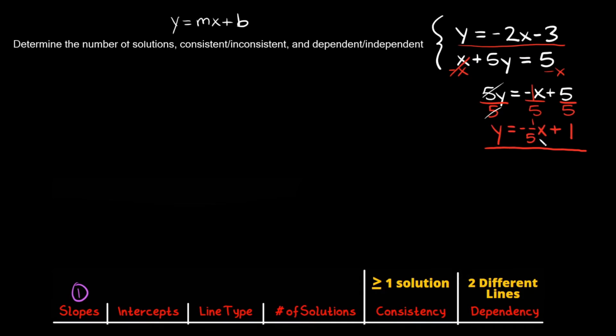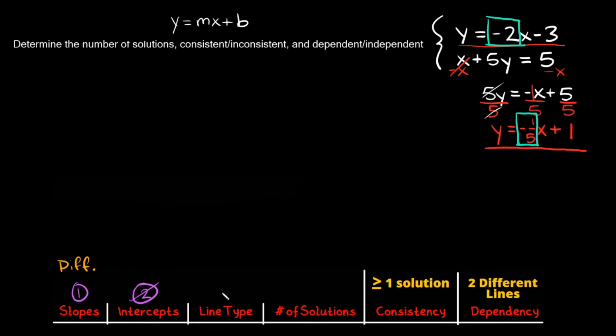Again, what we want to do here is compare the slopes. Here, the slope is negative 1/5, and in our first equation, the slope is negative 2. So as you can see, we clearly have two different slopes. Now let's go to the second step, the intercepts. When you have different slopes, the intercepts actually don't matter. So step number 2, we can just skip it. Again, you can only skip it if you have different slopes.